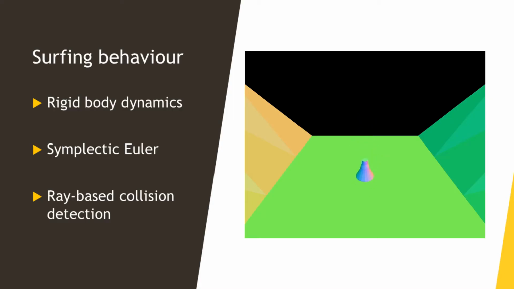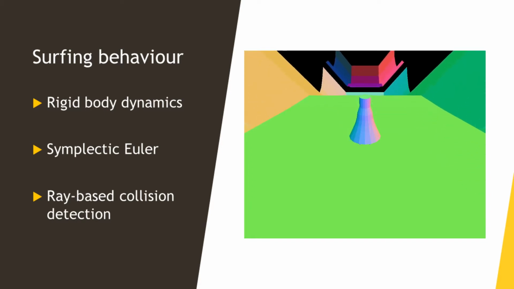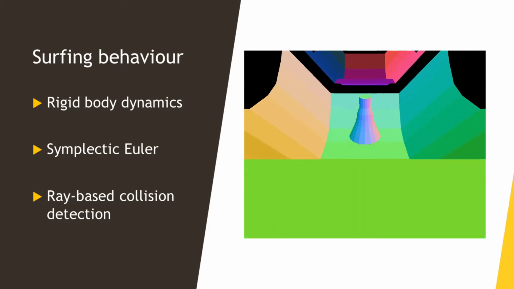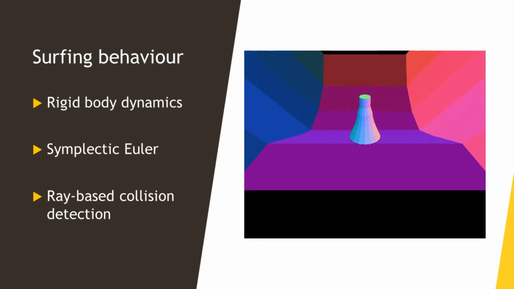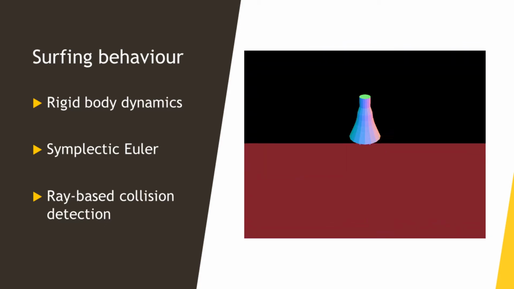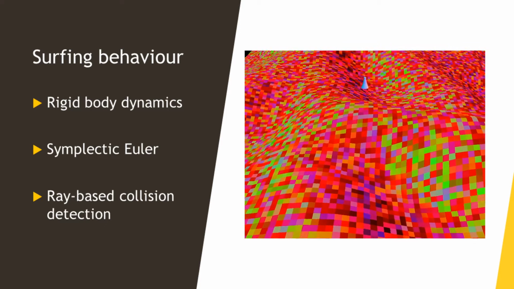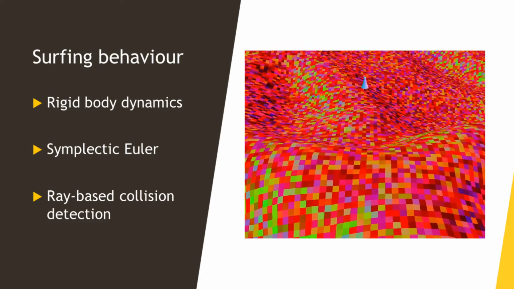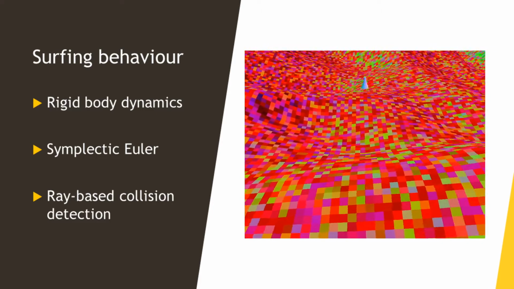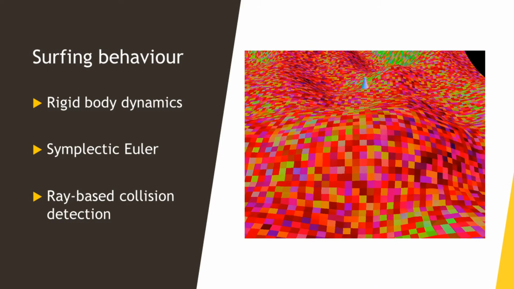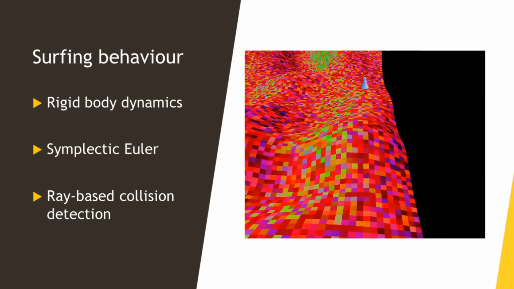The surfing behavior of the player is implemented in the standard rigid body dynamics way. The player is affected by the force of gravity, and when it comes in contact with the terrain, an impulse is applied in the direction of the normal vector of the contact point. The velocity of the player is then computed based on the external forces and impulses acting on it, and the new player position is determined by integration.